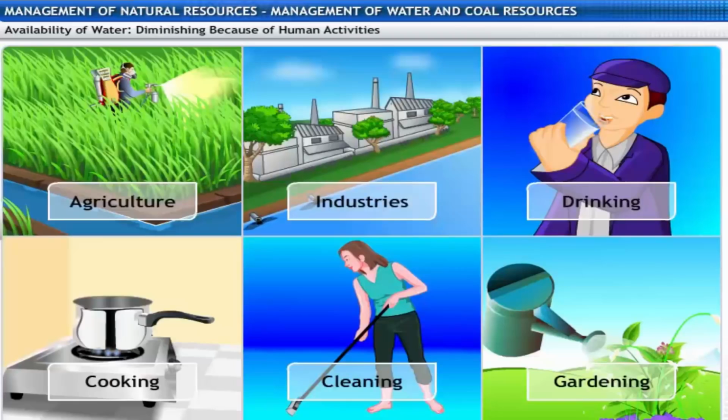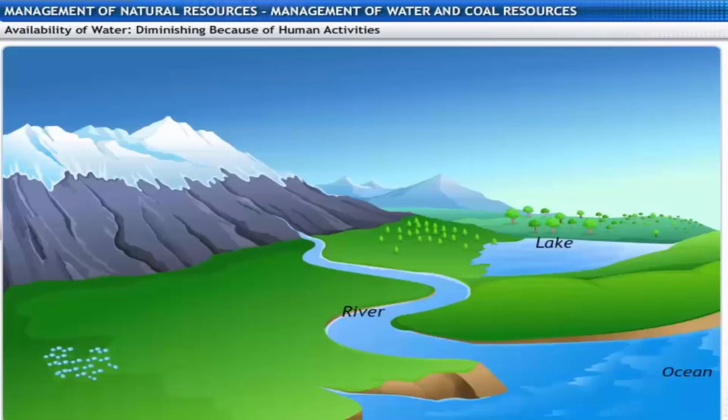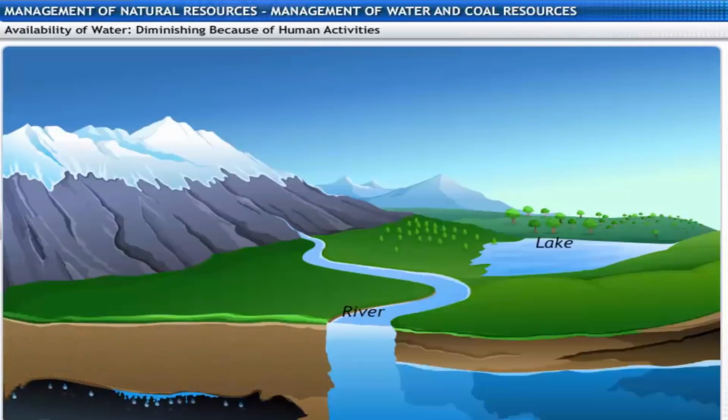We can now understand that the usage of water is more when compared to the availability. But even the available fresh water is fast diminishing, which is a major cause of concern. This happens because of the following three reasons.